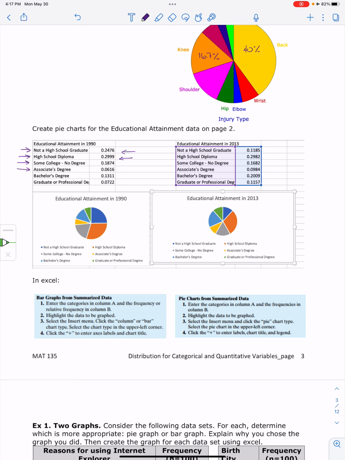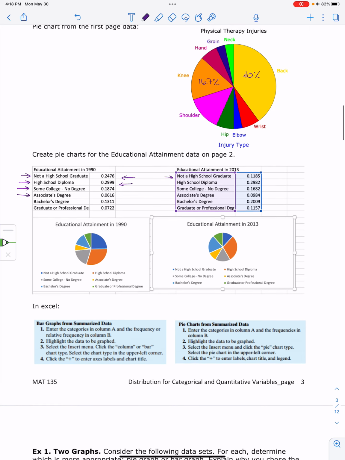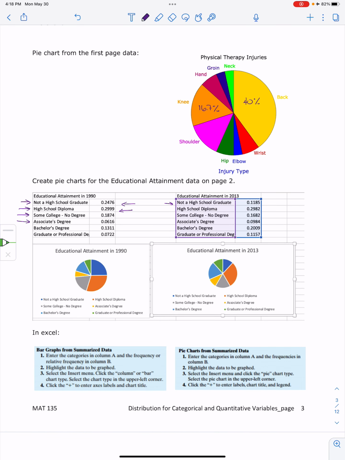Okay. Notice here, because I've got my descriptors in the same order, I'm starting with not a high school graduate. Both of those have these same colors below. So it makes it easier to compare and see which of those categories got larger between 1990 and 2013 and which ones got smaller. Okay. To wrap it up, the bottom of page 3 here, I've got directions for you for cranking these out in Excel.